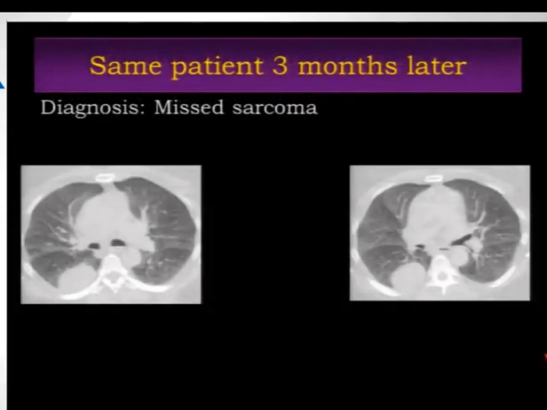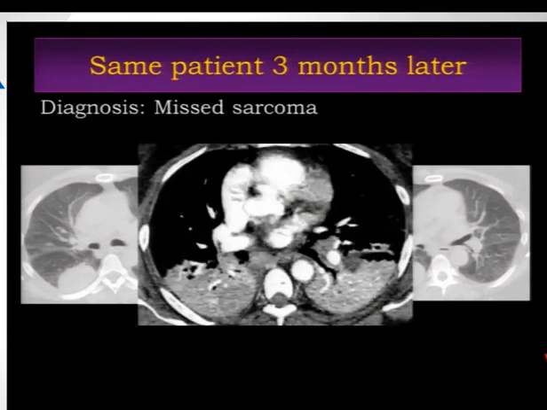The patient returned 3 months later with this particular lesion. Well, this was actually on the previous pulmonary angiogram study, and where in the world was it? If you notice, there's actually heterogeneous enhancement in this particular lobe.